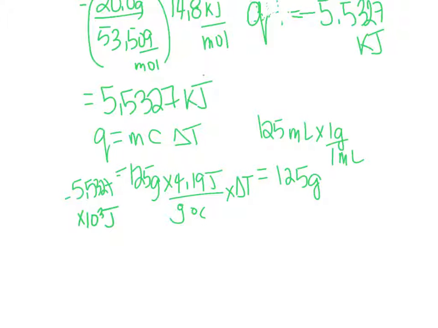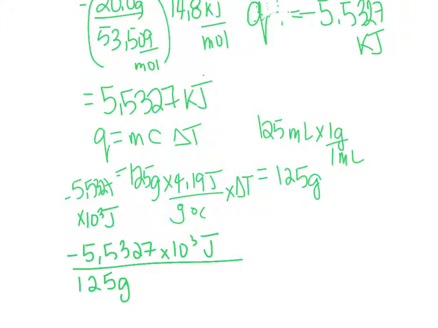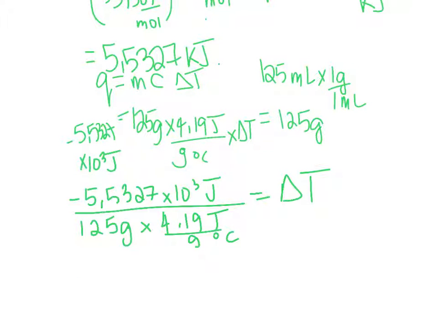So take that, and now you've got minus 5.5327 times 10 to the 3 joules, divided by 125 grams, divided by 4.19 joules per gram degree Celsius, equals delta T. So you take your energy, divide by the mass and the C, and you're left with delta T. What number do you get?